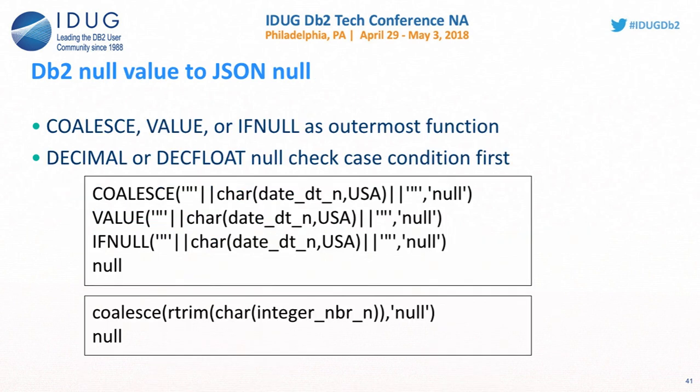For the DB2 null value, we showed that in the decimal fields. I always have that extra line in the case statement that says if this field is null, then make it null. The other thing you can do, if you're not dealing particularly with a number and you're dealing with some kind of field like a date, is coalesce, value, if null, whatever flavor your shop likes to use, and concatenate a null in the band, so that you can get that nice little null character right there.